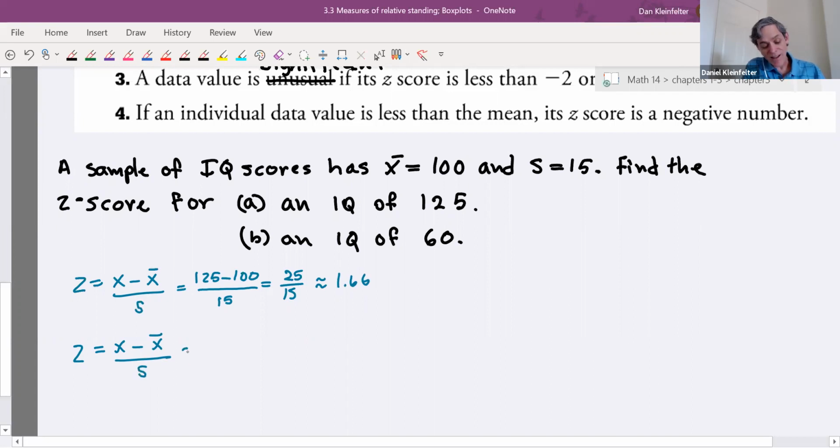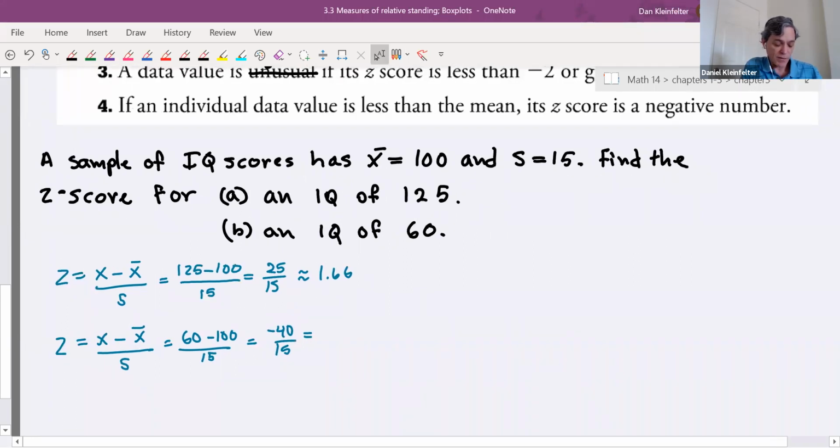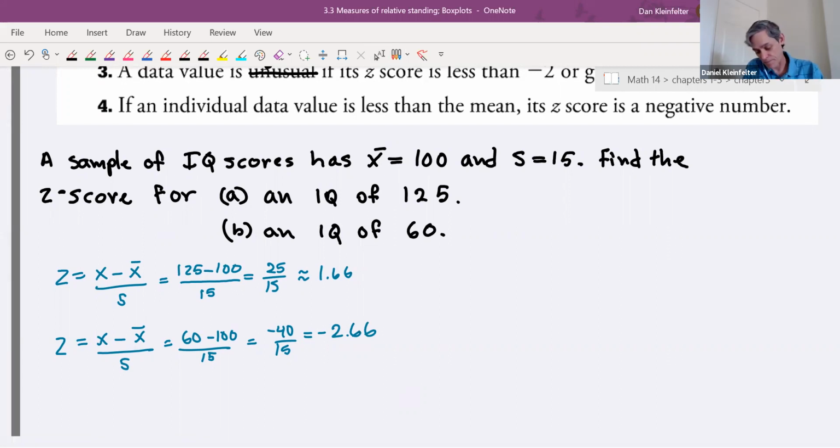There we go. Our x here is 60. Our mean is 100. That's divided by 15. And so we'll have negative 40 over 15. And that's negative 2.67. All right, so that says that an IQ score of 60 would be more than 2 standard deviations below the mean.